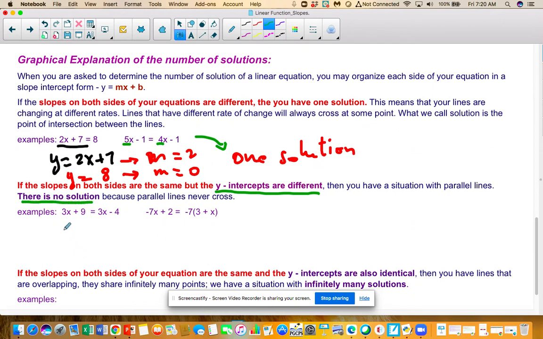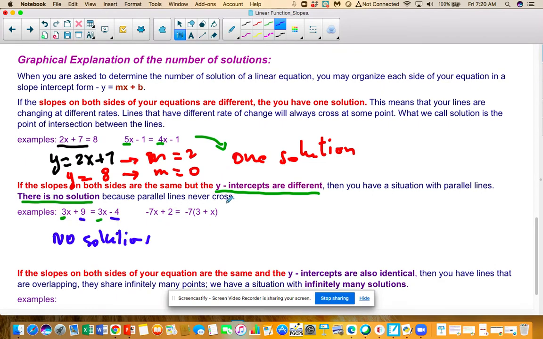Okay. So here it is, right? The slope on the left side is 3, and the slope on the right side is 3. That means the slopes are the same. Now, let's look at the y-intercept. The y-intercept on the left side is 9, and the y-intercept of the line on the right side is -4. Therefore, since the y-intercepts are different, we can conclude that this is no solution. Those are parallel lines, no solution.